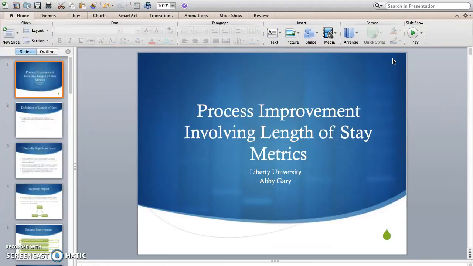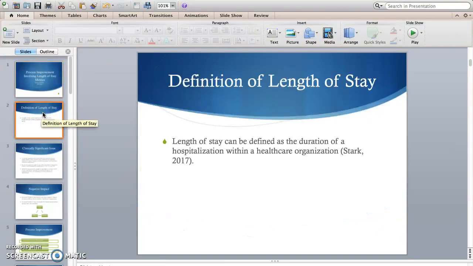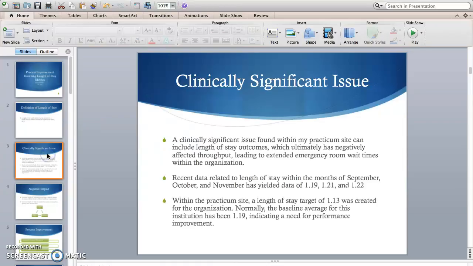Process improvement involving length of stay metrics. The definition of length of stay can include the duration of a hospitalization within a healthcare organization. The significant issue that will be discussed within this PowerPoint includes length of stay outcomes. A clinically significant issue found within my practicum site is length of stay outcomes, which has negatively affected throughput, leading to extended emergency times within the organization.